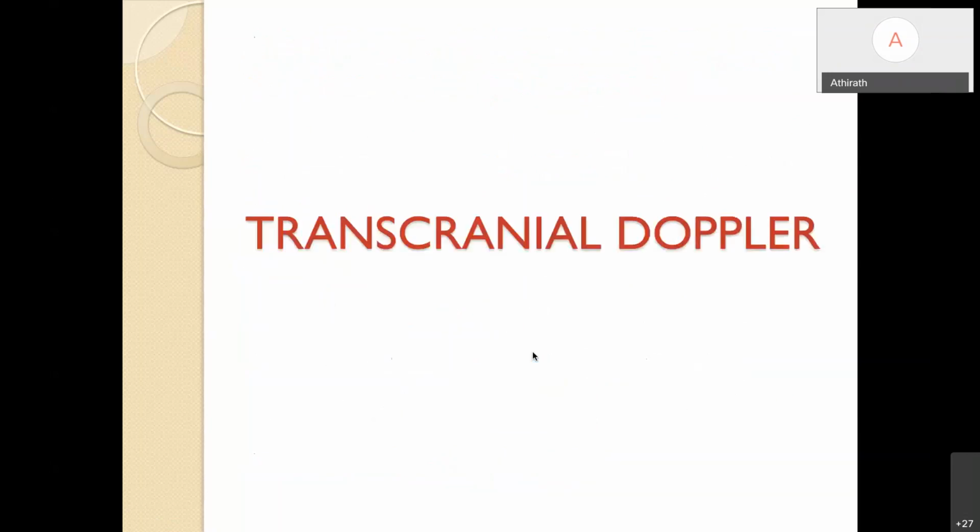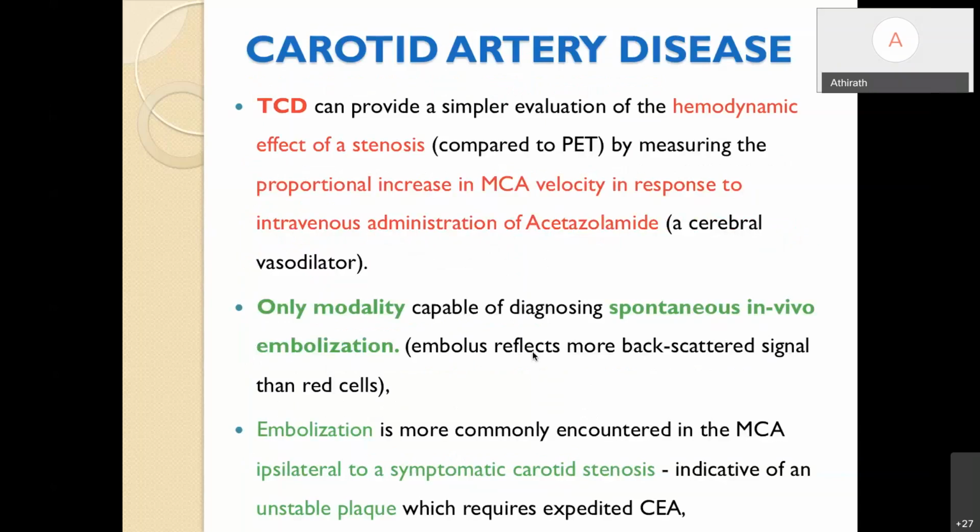The last imaging modality is transcranial Doppler. The indication in carotid artery disease: transcranial Doppler basically gives information about middle cerebral artery velocity. Therefore, whenever you suspect a stenosis, you can know about the hemodynamic effect the stenosis actually has by measuring the increase in MCA velocity in response to intravenous administration of acetazolamide. The only imaging modality which can actually diagnose spontaneous in vivo embolization is transcranial Doppler.